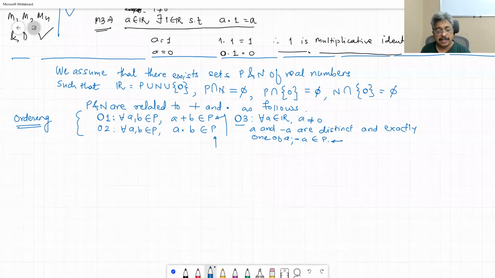If we assume these three, then we have a few more theorems to prove. Say for example, theorem: 1 belongs to P. Because we have only two real numbers with us, we need to identify, out of which 0 is known. 0 is sitting here. Therefore, the other real number that we have is 1, and we have to prove that it belongs to P. Clear? Proof.